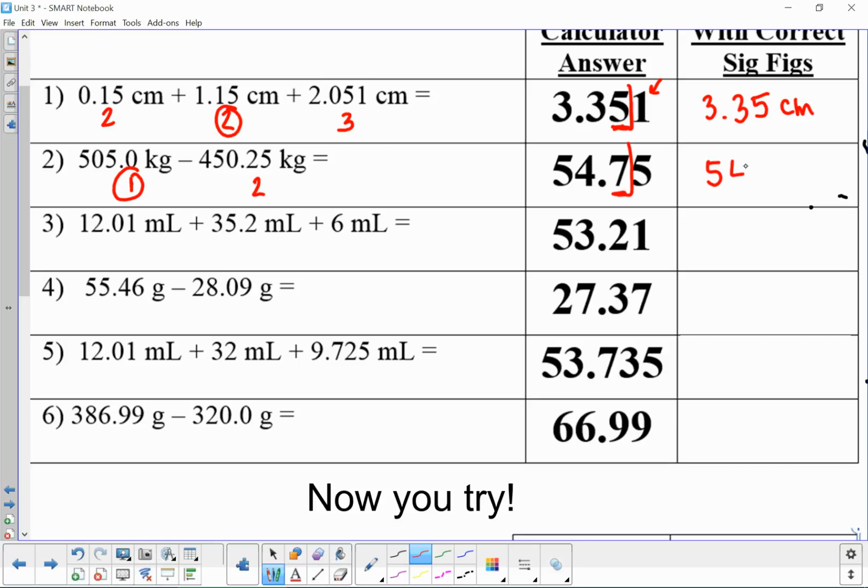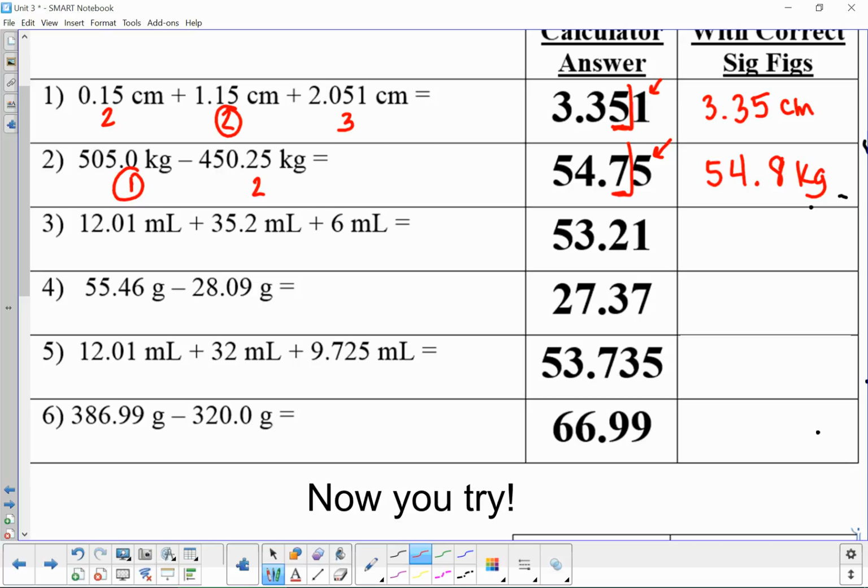So I have to leave the 54. Because the number directly after the 7 is a 5, that means that you round that 7 up. So instead of that, you're going to write 54.8 kilograms. The next one gets a little bit tricky, but don't be afraid, we'll figure it out.